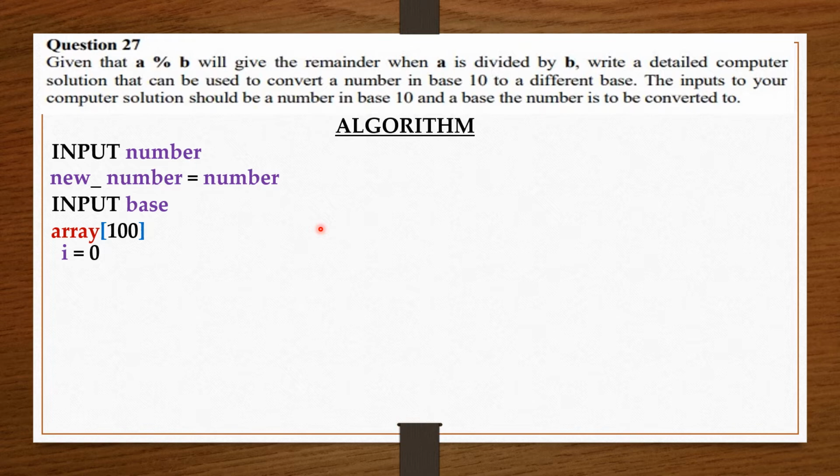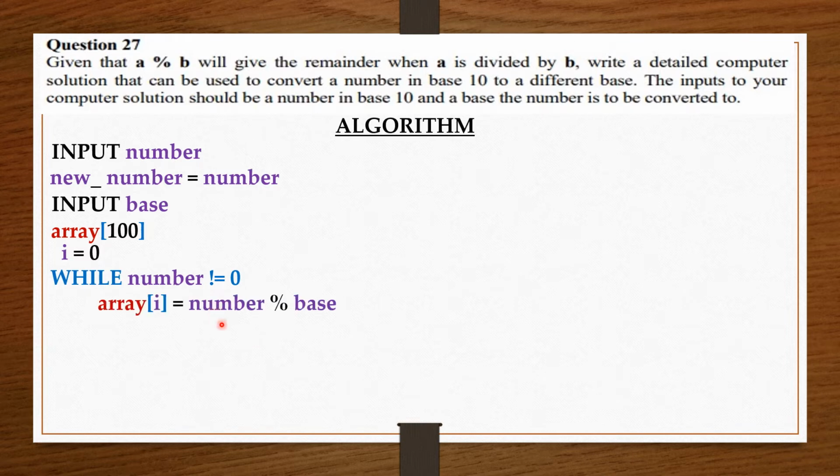Now we said that you kept dividing until the number became 0. And as you were doing it, you were also getting your remainder. So we say while the number is not 0. So we are in a while loop. While the number is not 0, find the remainder of the number when the base goes into it. Then store that remainder in the array.